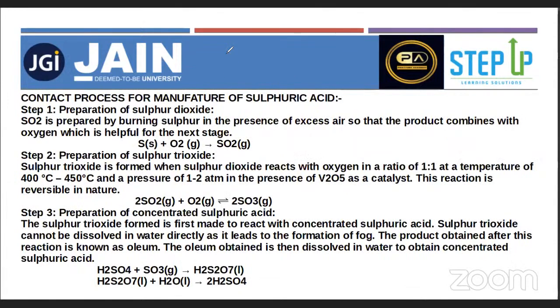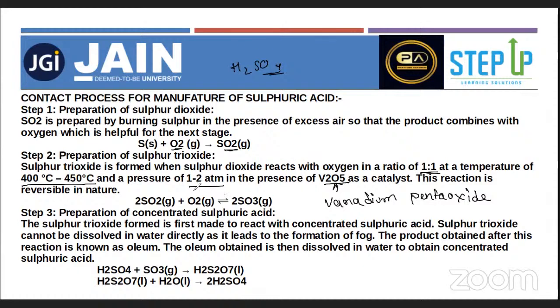Next, we are supposed to read the contact process, or manufacture of sulfuric acid, H2SO4. SO2 is prepared by burning sulfur in the presence of excess air. SO2 is then further converted to SO3. For that, we take sulfur dioxide and oxygen in a ratio of 1:1 at a temperature of 400 to 450 degrees Celsius and a pressure of 1 to 2 atm, in the presence of V2O5, vanadium pentoxide.